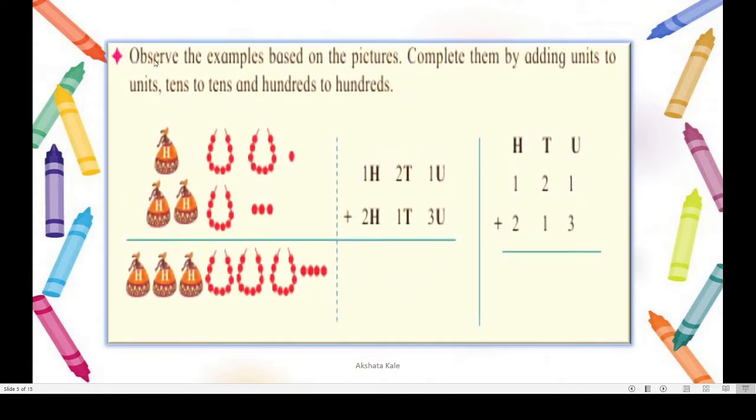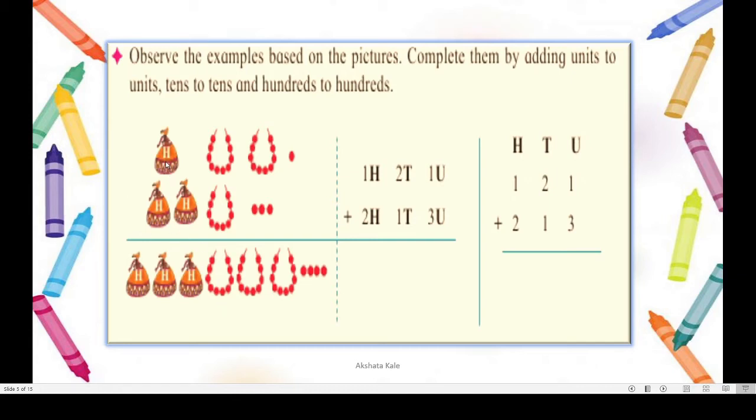Now see this. Observe the examples based on the pictures. You know this is 100, this is 10 strip, this is unit. You know, na? Complete them by adding units to units, tens to tens and hundreds to hundreds. I am taking revision here because it is necessary. After vacation we are meeting for the first time, so we will take some revision and then we will move to our portion.